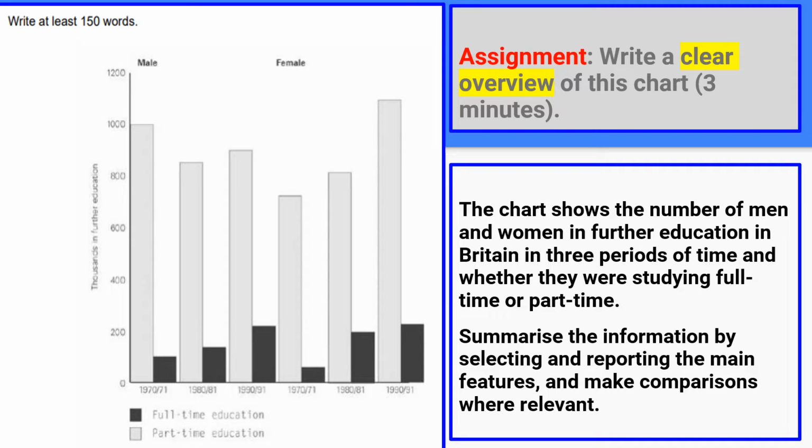IELTStestcanada.com. So, put the video on pause at this point and take about 3 to 4 minutes to write what you think is a clear overview of this graph. When you're finished, click play, and you can compare what you've written with what an examiner might consider to be a clear overview. Pause the video and do that now.